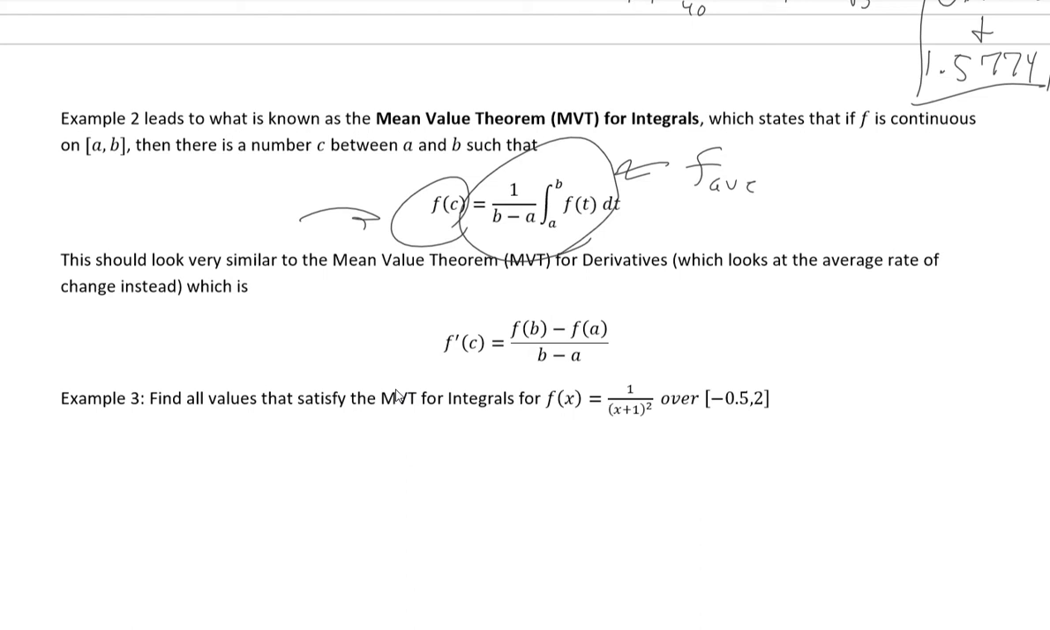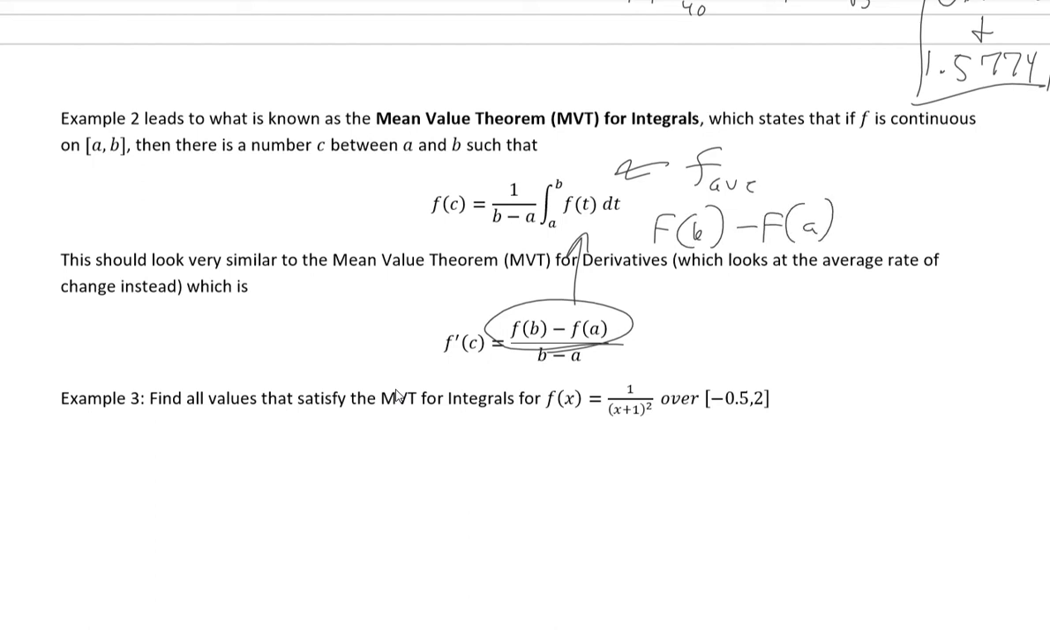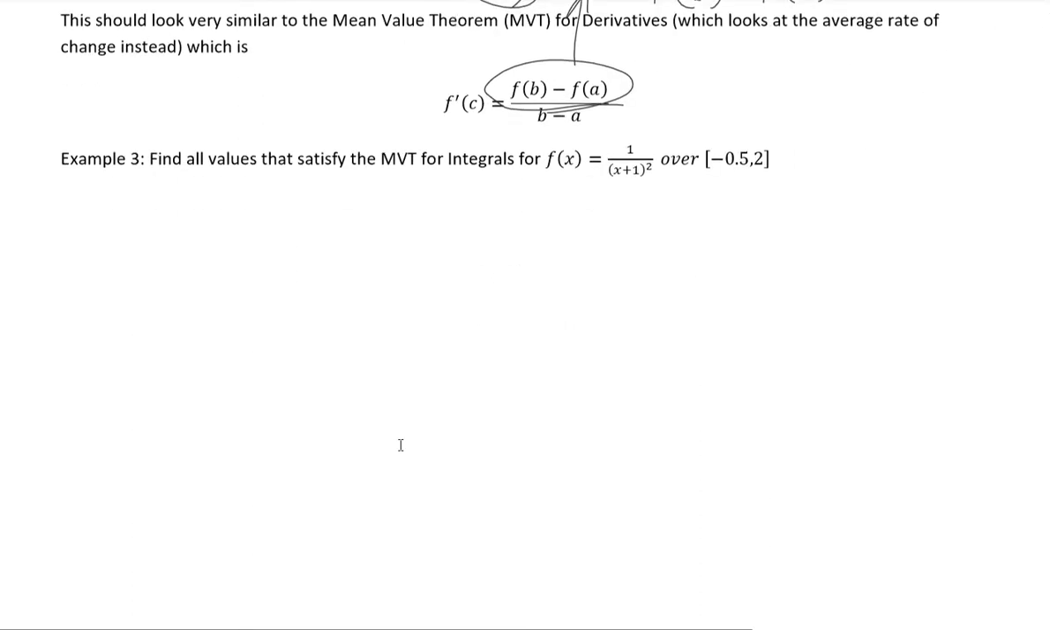This should also look very familiar to the mean value theorem for derivatives, which is for the average rate of change, which is f prime of c equals f of b minus f of a all over b minus a. This f of b minus f of a is basically what would happen when you do this integral. You would end up with capital F of b minus capital F of a, and you subtract both of those when you do that integral. And then you would divide that by b minus a. So it's very, very similar. Let's do an example of that, and that's where we'll cut it, because this is a pretty short section.